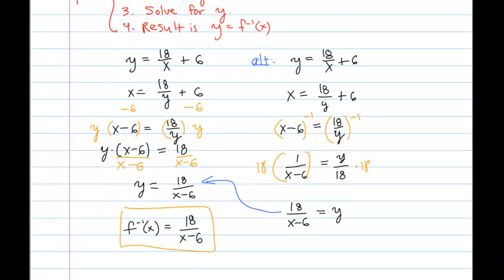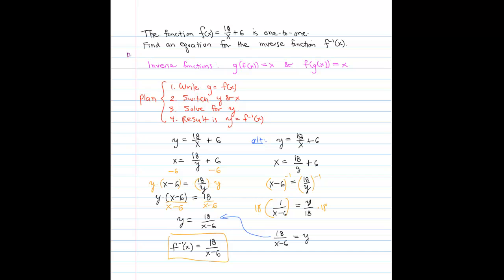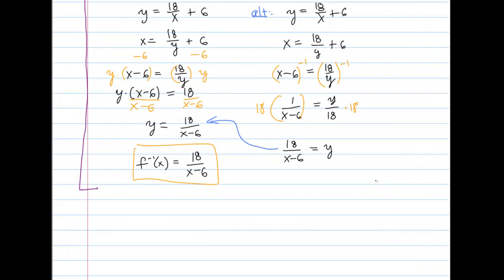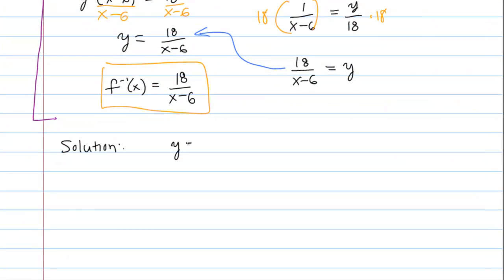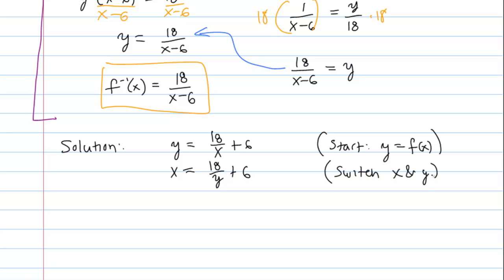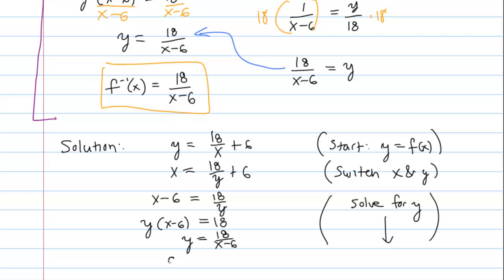Now that we've done that work, let's actually go and write up a final solution. So I'm going to mark this first portion of the work as draft. And now let's do a final write-up of our solution. So we had y was equal to 18 over x plus 6, which was the starting of the process. We switched the roles of x and y, which was the second step in the process. And then we solved it for y. So we subtracted 6 from both sides. We multiplied both sides by a y. And then we divided both sides by an x minus 6, which was our final answer.